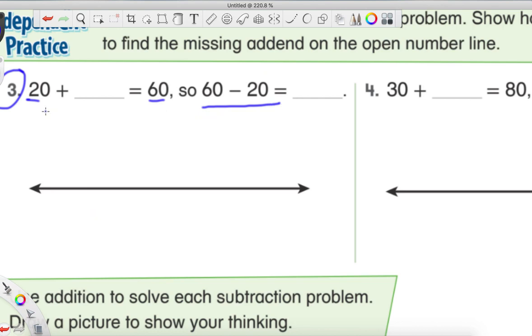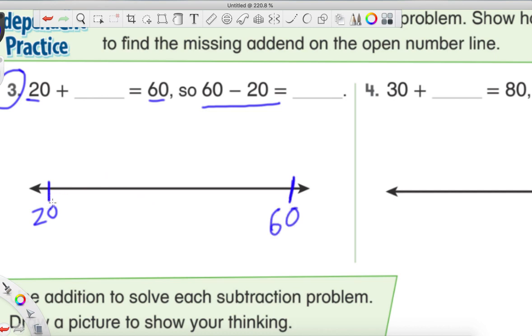Okay? So what I like to do to help set up my number line is I look at the addition sentence, 20. It's going to go on the small side because it's on the small side of an addition sentence, right? It's not the total. And the total goes on the far side. And then we're just going to fill in the gaps.